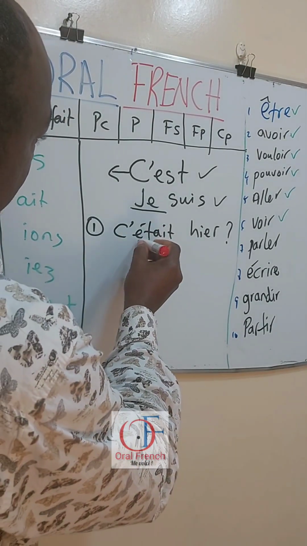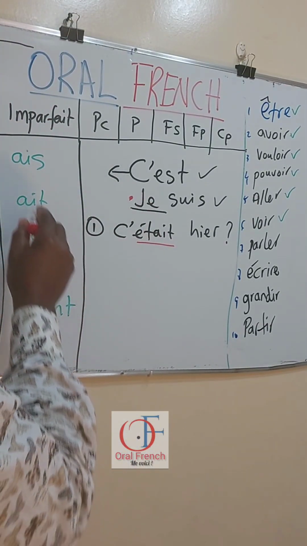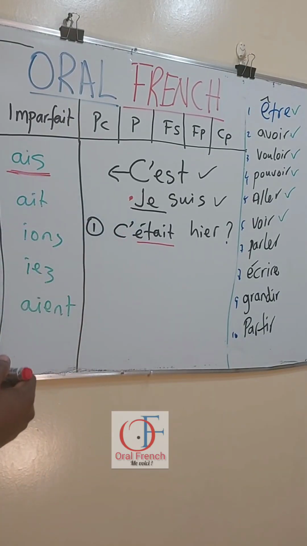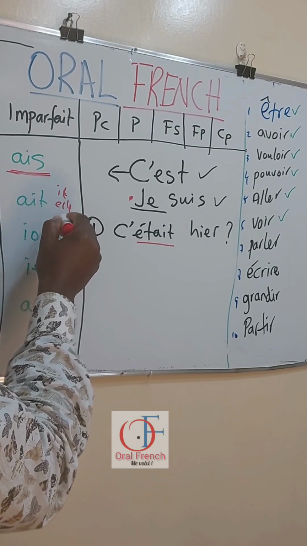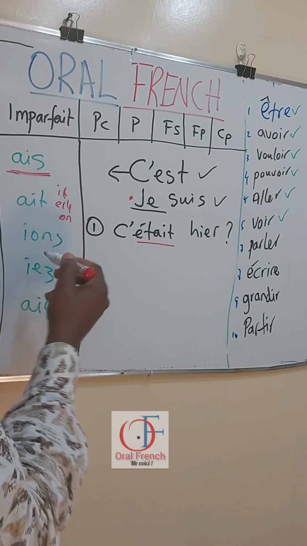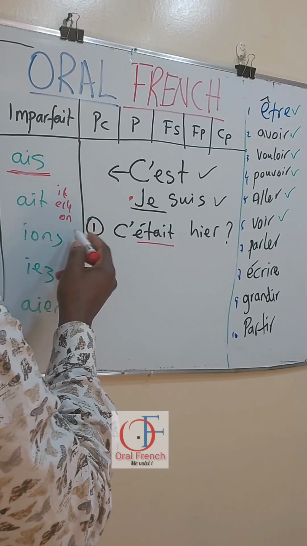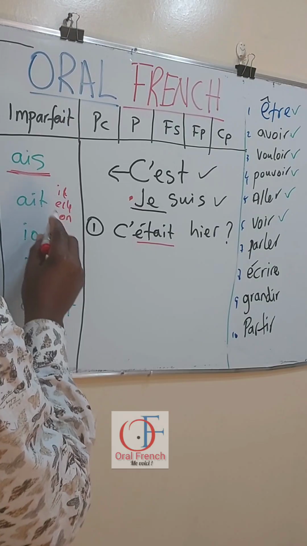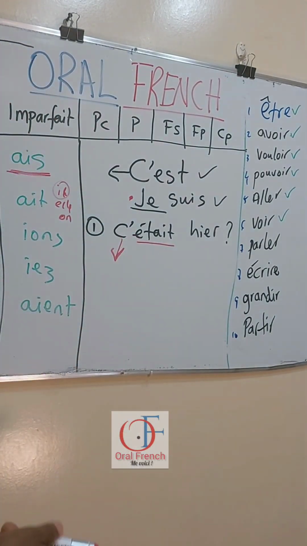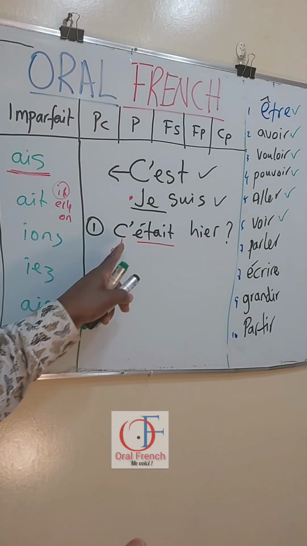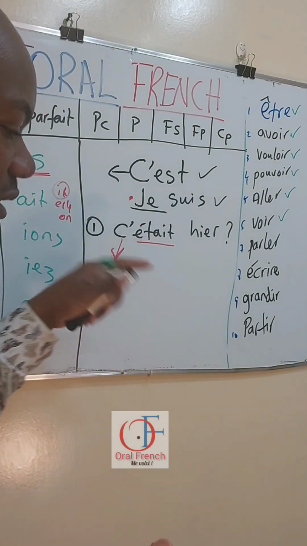So if I'm using je, for example, I'm going to have the spelling at the ending like this. If I'm using il, elle, or on, which means he, she, or we, or it, and if we have il here, it can be replaced here. Or we can explain that this il here is the it. So, c'était hier, was it yesterday.